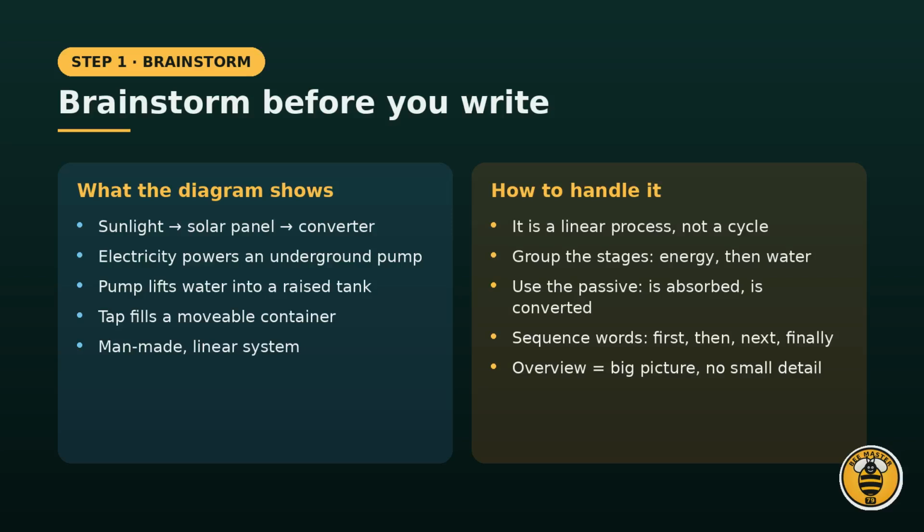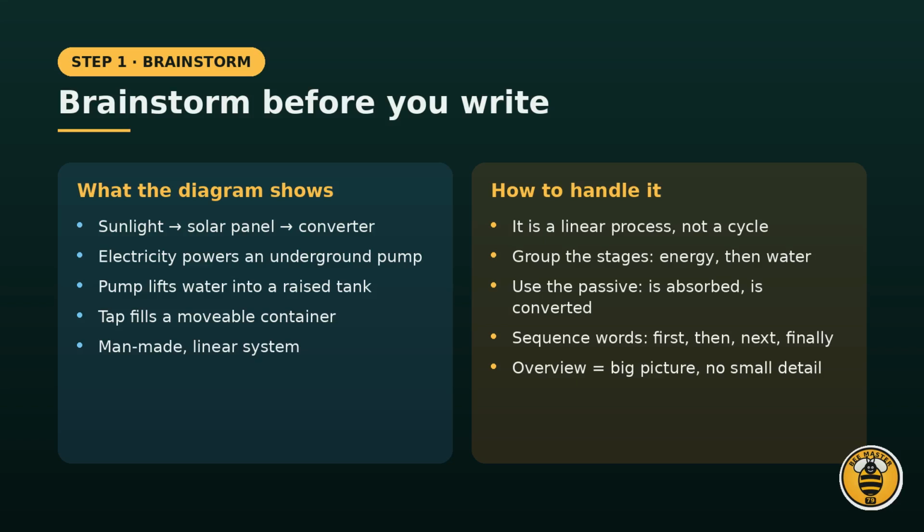Before writing, brainstorm. On the left, what the diagram shows: sunlight to solar panel to converter, electricity powers an underground pump. The pump lifts water into a raised tank and a tap fills a container. It is a man-made, linear system.